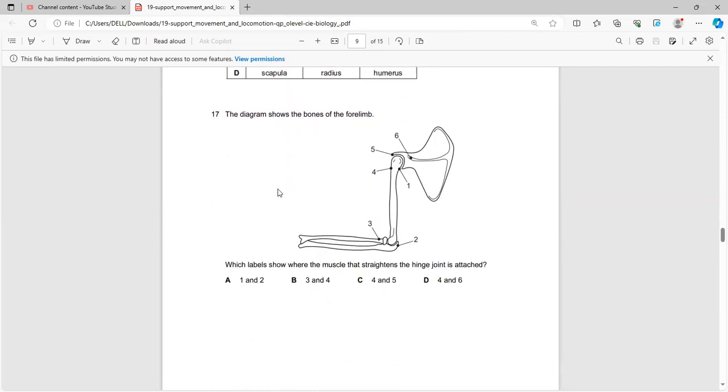In question number 17, they asked to show the muscles that straighten the joint. We all know that the scapula is the origin of the bones and the radius is the insertion. So P will be the answer.